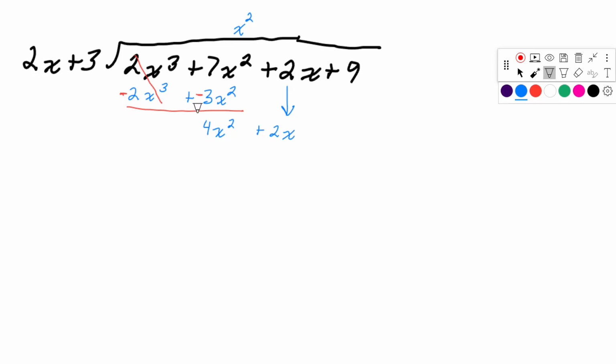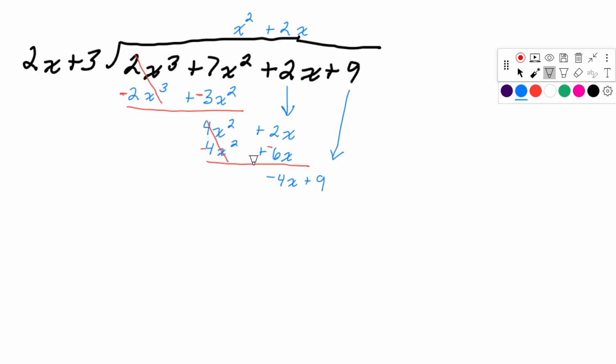What do I take times 2x to get 4x squared? Well, I need a 2 because 2 times 2 is 4, and I need an x because x times x is x squared. So 2x times 2x is 4x squared. 2x times 3 is 6x, and then we subtract. The x squared terms cancel out. 2x minus 6x is negative 4x plus 9, because we have this plus 9 to bring down.